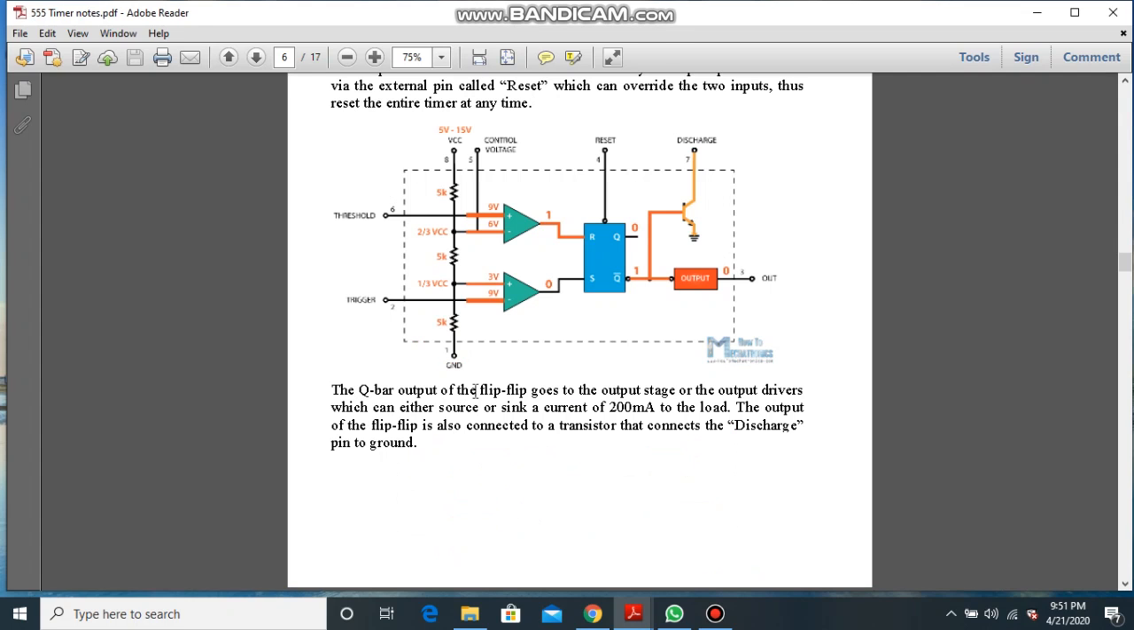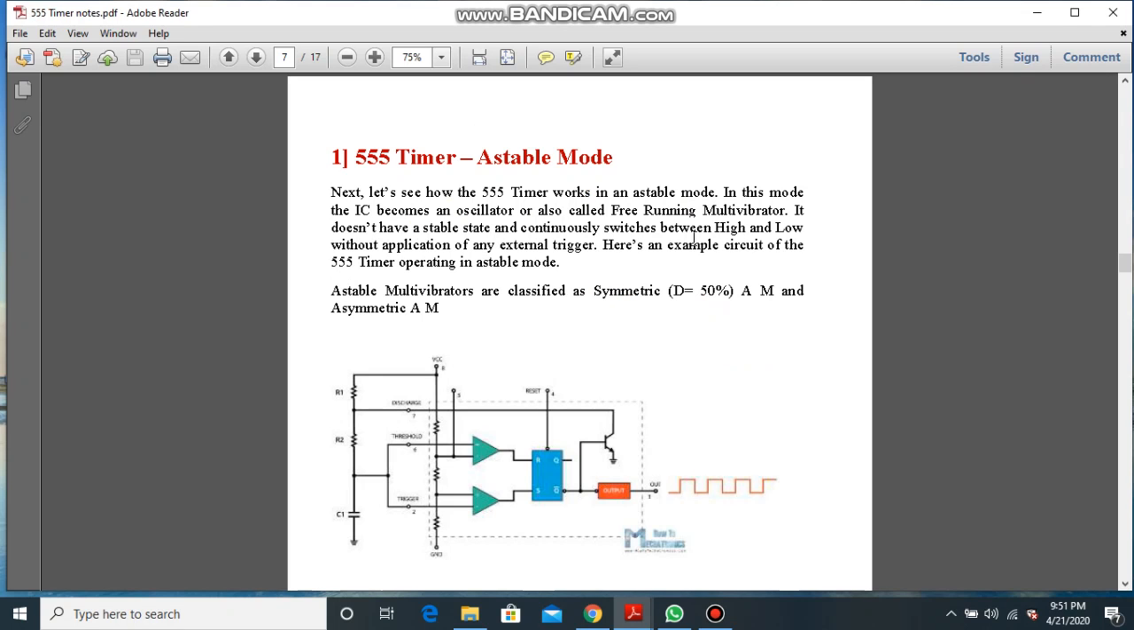The Q bar output of the flip-flop goes to the output stage or the output drivers, which can either source or sink a current of 200 milliamperes to the load. The output of the flip-flop is also connected to a transistor at the discharge pin, which connects the discharge pin to ground. This is the basic concept of the IC 555 timer.